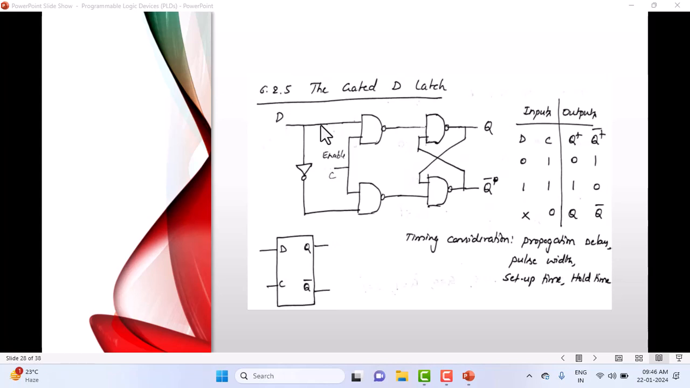I don't want to go into more detail because once you have understood the SR flip-flop, you will not pay much attention to the D flip-flop. The only thing is we just connect both S and R inputs with the help of an inverter, mainly to avoid the forbidden state here.